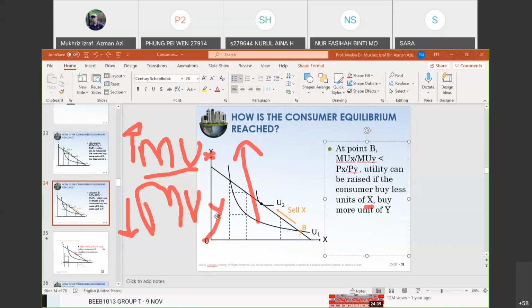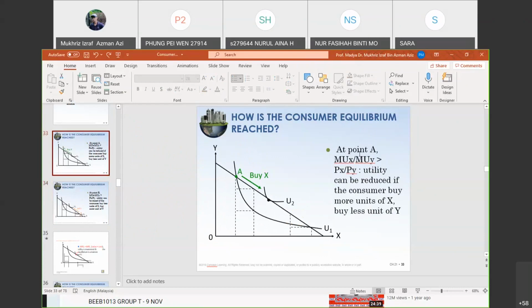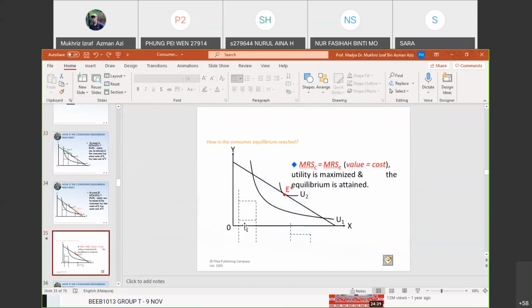Or how to reduce MUY? By buying more of Y. Okay, but when you consume more of the same good, you will get less and less marginal utility. So this part is very important, these two slides here, to understand how to be at equilibrium when the slope of the indifference curve is not equal to the slope of the budget line. So that's how you achieve that.